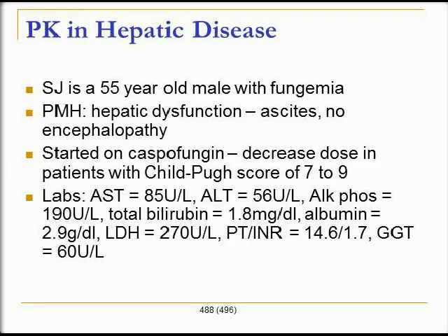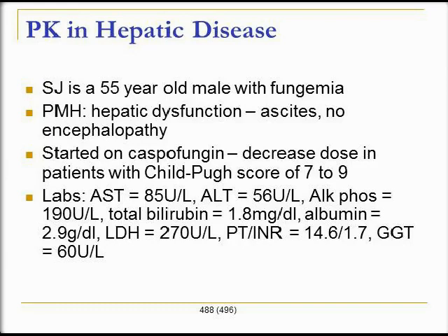He was started on caspofungin, and the package insert of caspofungin states that doses should be decreased in patients with a Child-Pugh score of 7 to 9. So, if he has the following characteristics there, what is his Child-Pugh score?